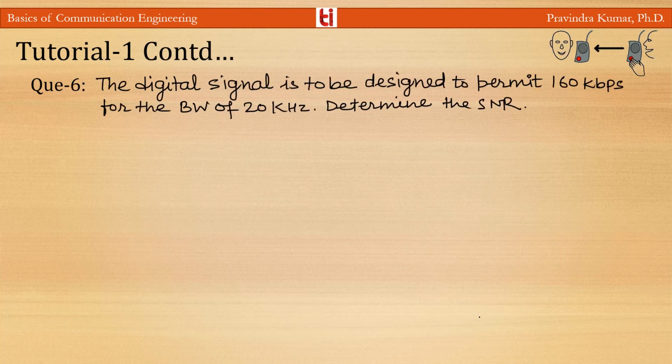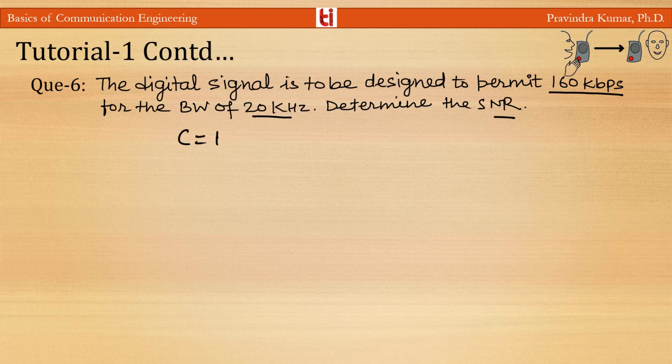Next question. The digital signal is to be designed to permit 160 kbps for the bandwidth of 20 kilohertz. Determine the SNR. So here the channel capacity is given. The channel capacity is 160 kbps. So we have to design this system which has the capacity 160 kbps with a bandwidth 20 kilohertz. So here we have to determine what SNR we will require.